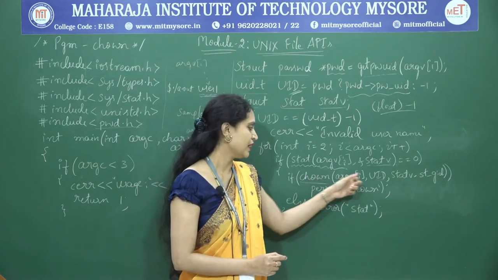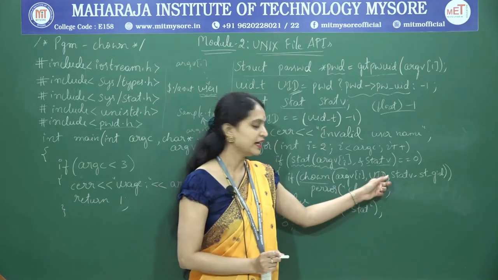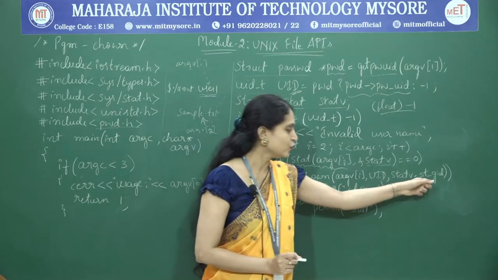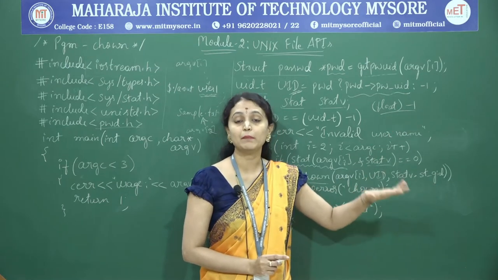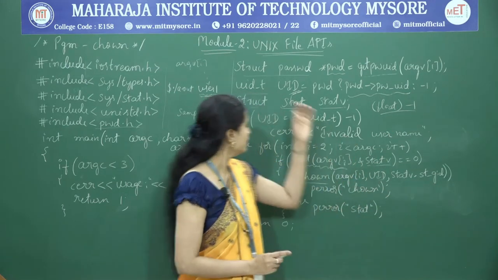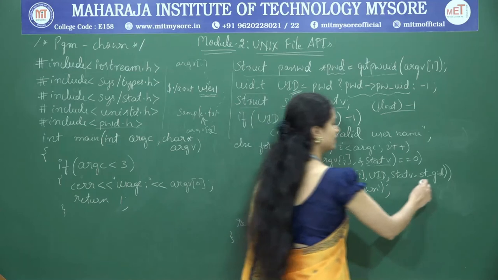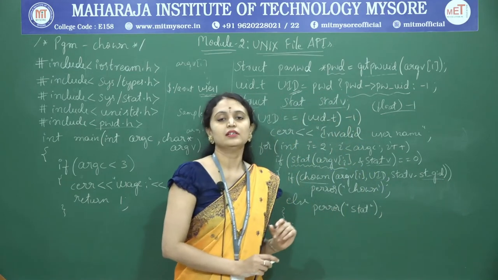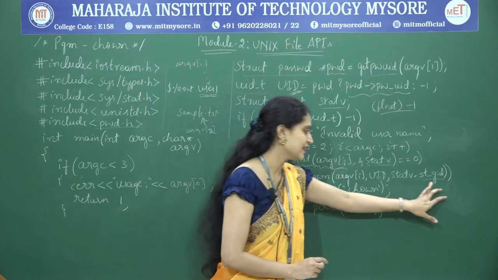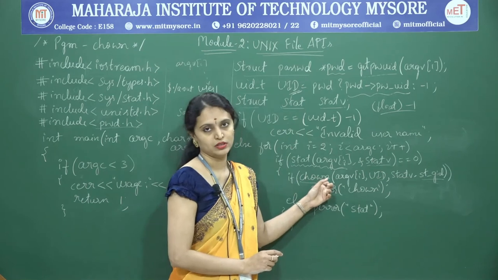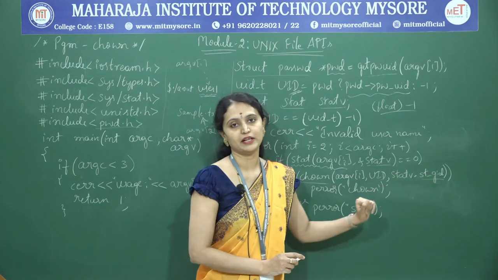So, chown, the first parameter is the path name, which is present here in argv of 2, and then the UID, the new user ID, and then the group ID. If you remember, in the previous session I listed the members of the structure struct stat. Among those members, st_gid is the one that returns the group ID of the file. So, I am just passing the same group ID for this chown. Now, I am able to pass the path name, UID, and then the group ID.